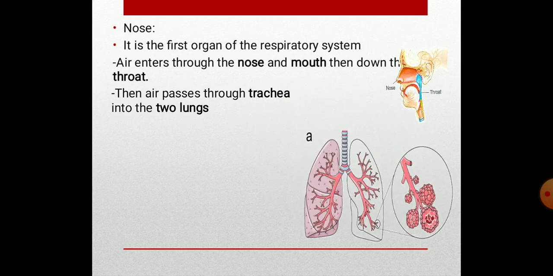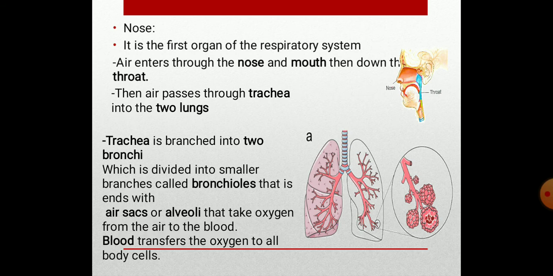Look at this picture. There are our 2 lungs. The trachea is branched into 2 bronchi, which are divided into smaller branches called bronchioles. That end with air sacs or alveoli that take oxygen from the air to the blood. So the blood transfers the oxygen to all body cells.